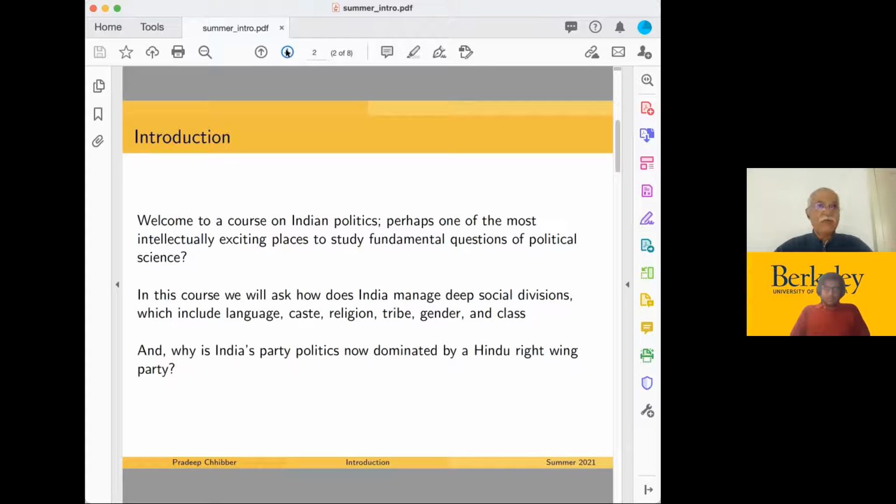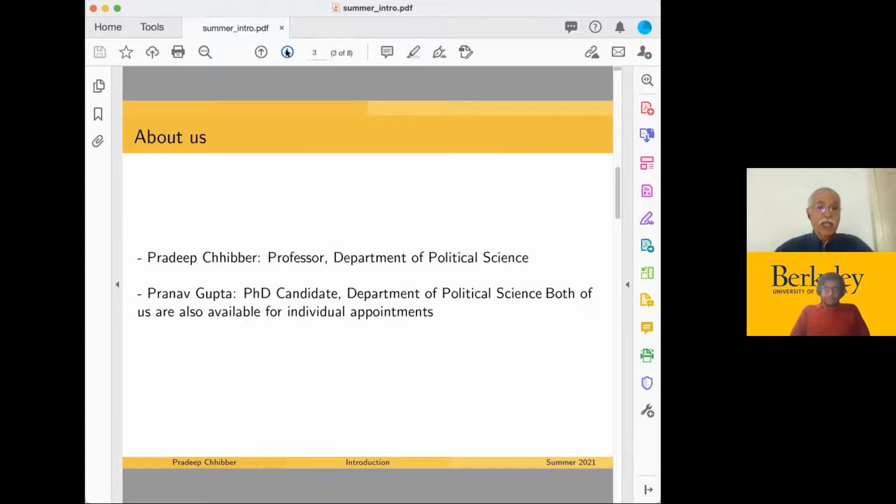Is the idea of bringing multiple groups gone away to the side, and instead one is getting a more muscular Hindu definition of what it means to be Indian? These are some of the things we'll be speaking about in this course.